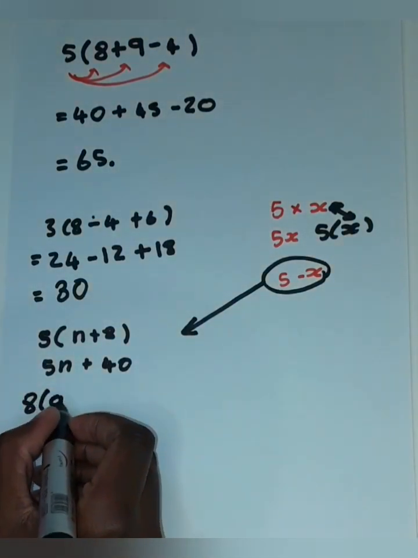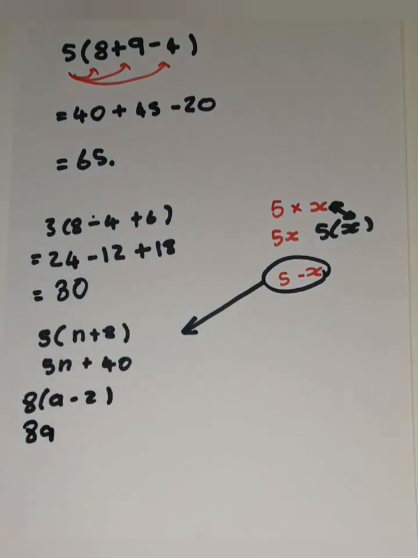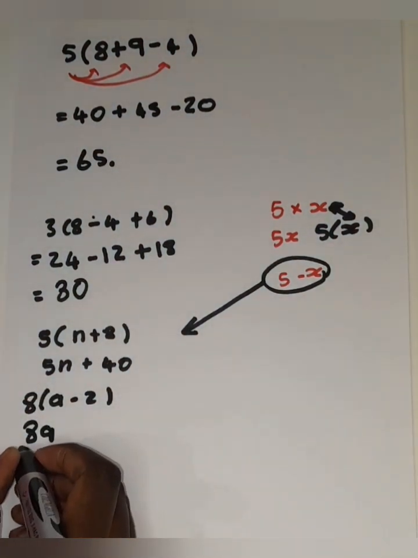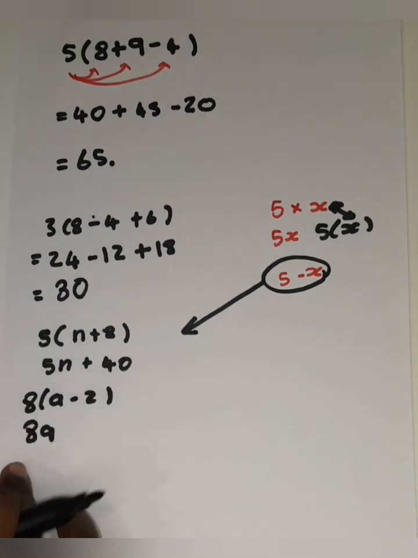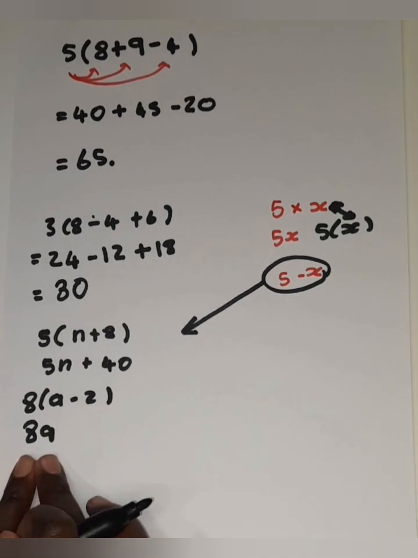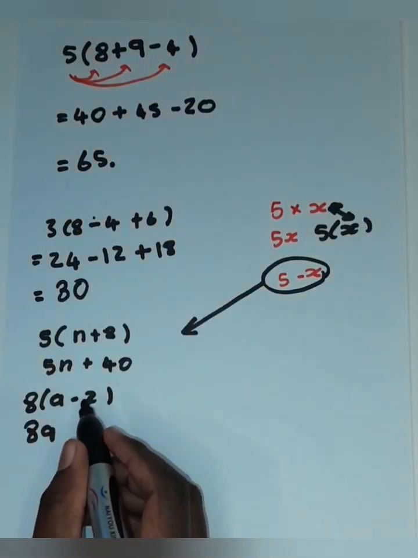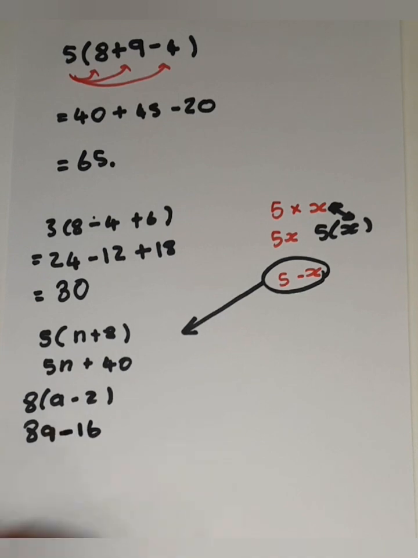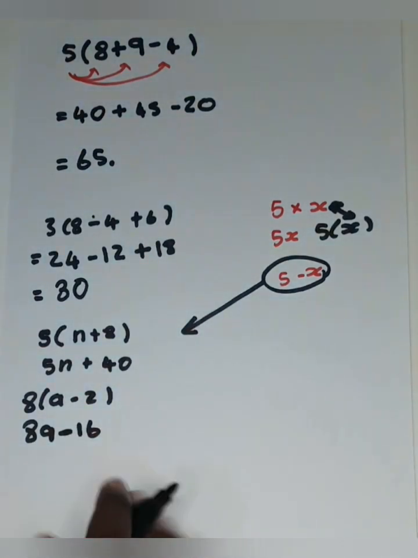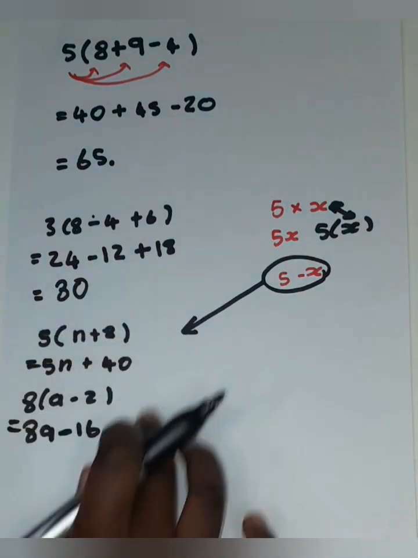Go to another example. 8 times A minus 2. 8 times A is 8A. It's always the coefficient first and the variable after. This is the coefficient. This is the variable. Then 8 times negative 2, which is negative 16. So it's going to be negative 16. There's nothing more you can do here. So yeah, we are done.